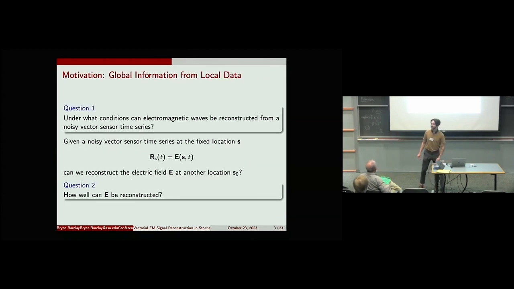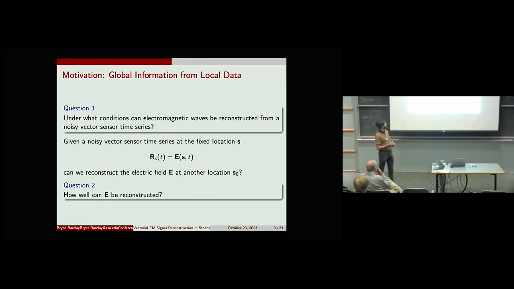So just to give a broad overview of the types of problems I'm interested in, they're mostly signal reconstruction for electromagnetic fields. That means in this case, my governing equations are Maxwell's equations, and they're actually linear, which is unlike most of what we've seen today. So the very general question: under what conditions can electromagnetic waves be reconstructed from noisy vector time series?